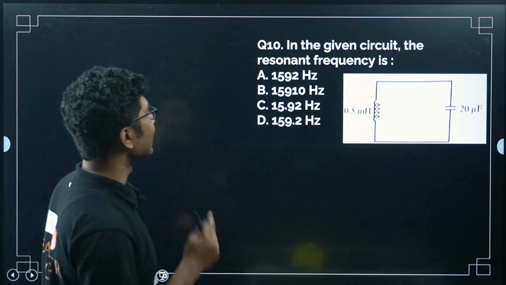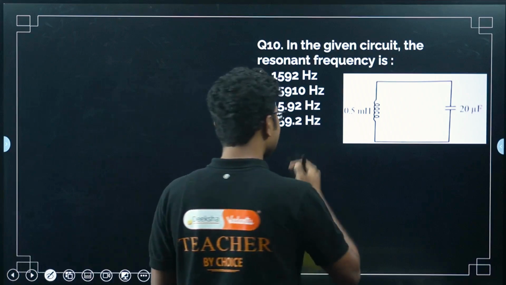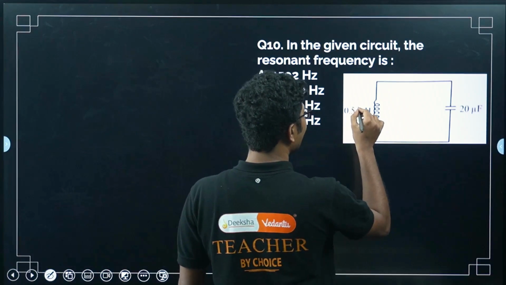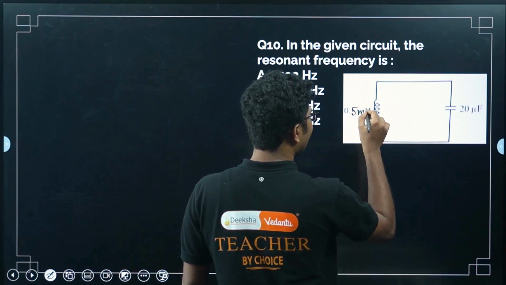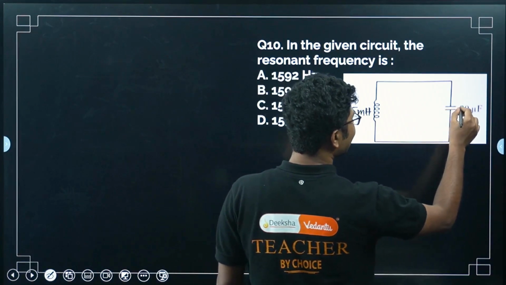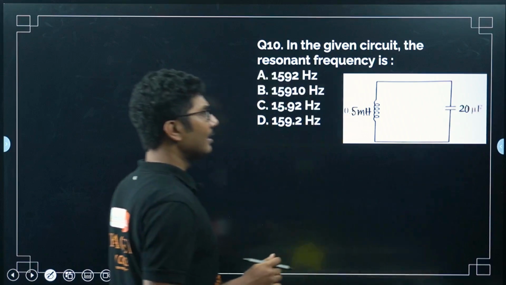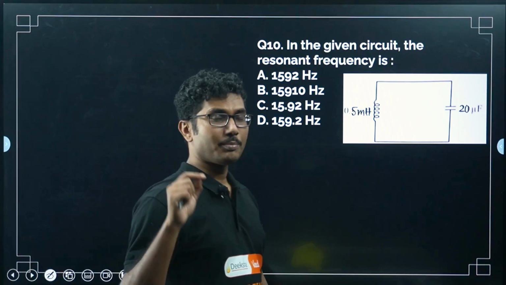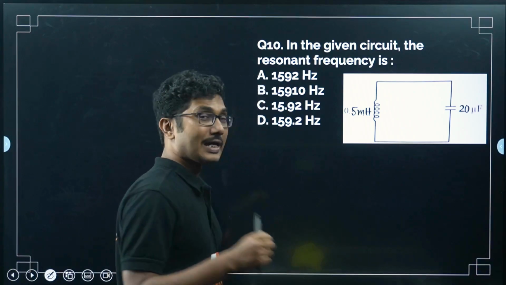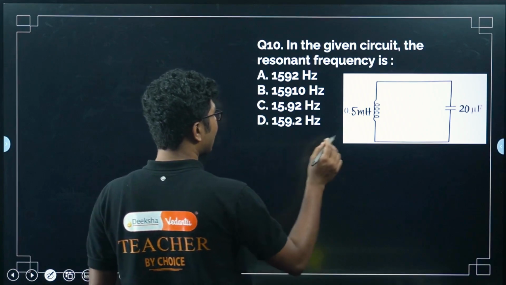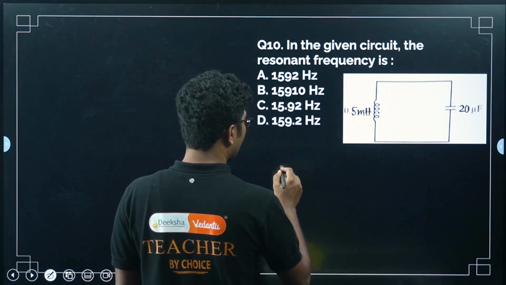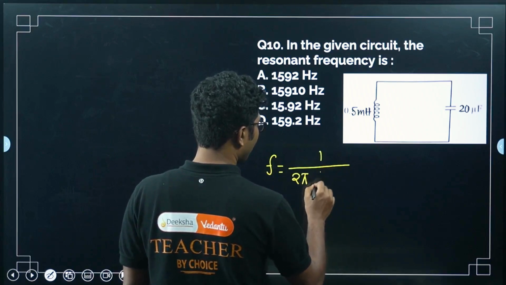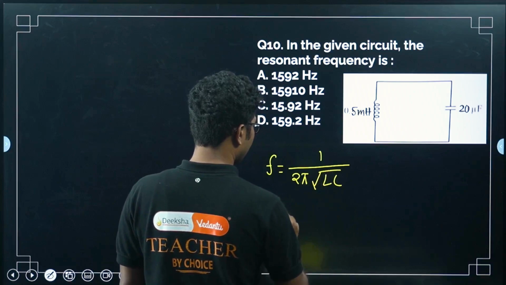In the given circuit, the resonant frequency is, now if you see, this is an LC circuit. An LC circuit explicitly is not part of your syllabus, but the resonance frequency for an LC circuit and a normal LCR circuit is the same. To give the emphasis that resonance is the most important concept from this chapter, I have kept this question. We know that resonance frequency is f equal to 1 by 2 pi square root of LC.